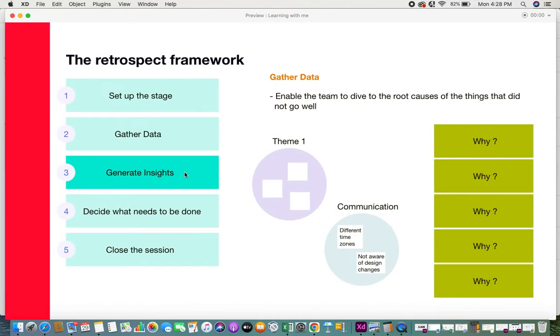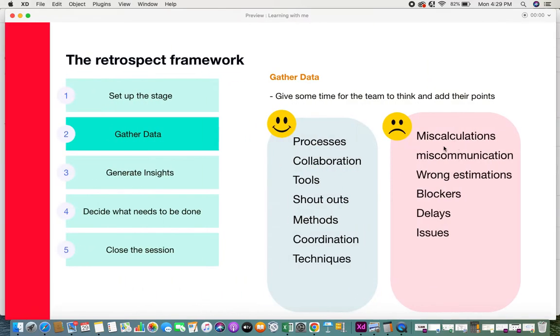So, in this stage of generating insights, you need to enable the team to dive into the root causes of the things that did not go well. Now, when things went well, you needn't focus much. Your main aim and your main focus needs to be on the things that did not go well. And one thing that I like to do is, if you're going to be a facilitator, you cannot take each and every point and say why this didn't go well, what's the problem.